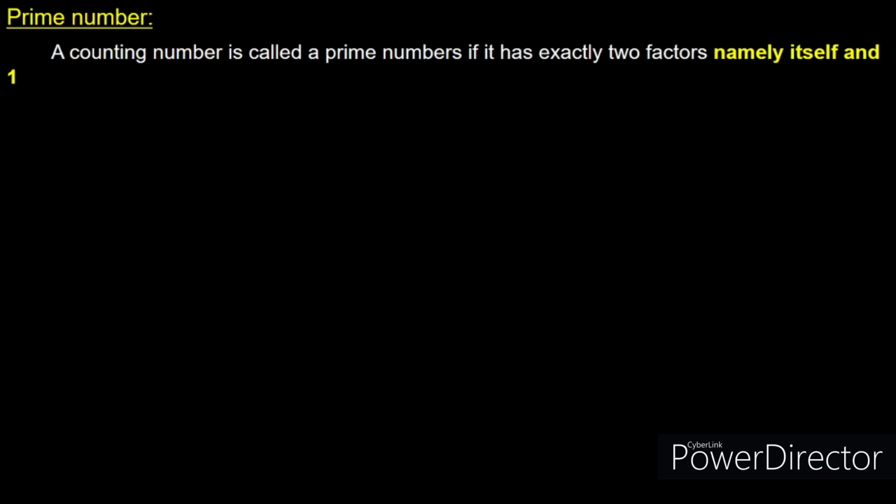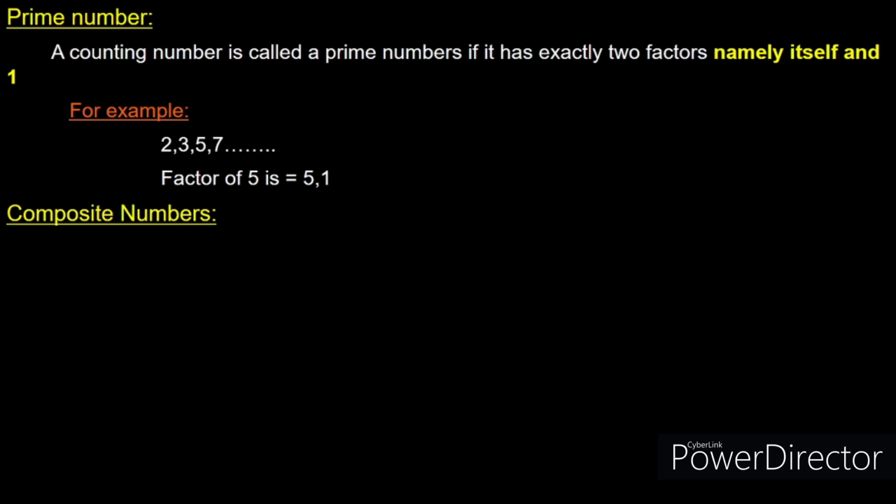Next, what is a prime number? Everybody knows prime numbers. For example, 7 is a prime number. Why? Because it is only divisible by 7 and 1. Let's see the definition. A counting number is called a prime number if it has exactly two factors, namely itself and 1. For example, 2, 3, 5, 7. The factors of 5 are 5 and 1. Next, composite numbers. What is a composite number? We have studied in childhood, but composite numbers and co-prime numbers are very difficult to understand.